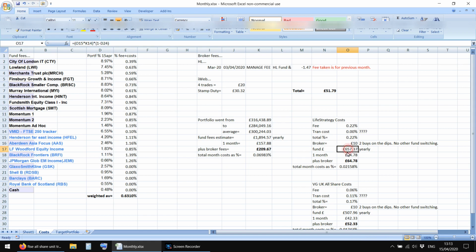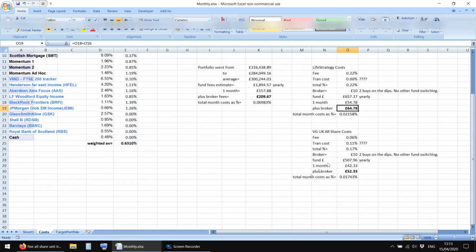So I've done the same thing. I've worked out what the fund cost is, so I've multiplied it by 1 minus the cash level. So it lowers the fund cost slightly because the cash levels don't get that 0.22% charge. So that's how much it would have cost yearly, divided by 12 again, same as before. So it's £54. Then I've added the broker fees of £10. So that number compares to that number.